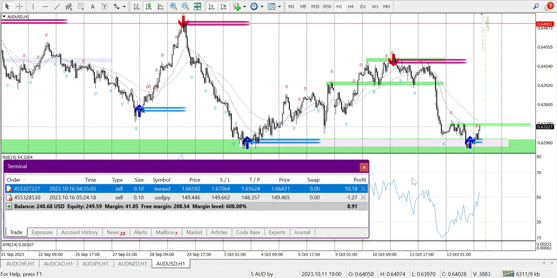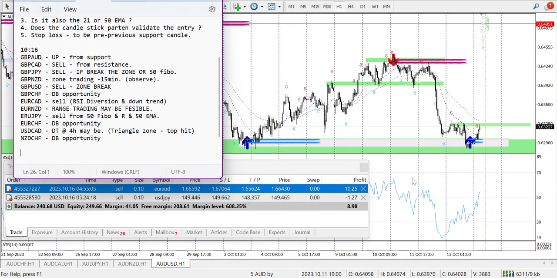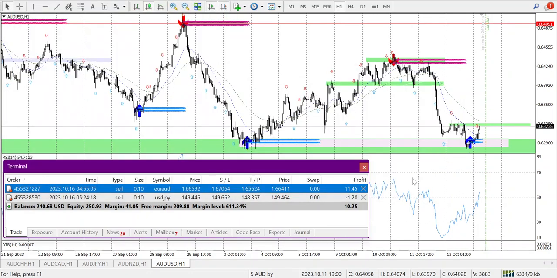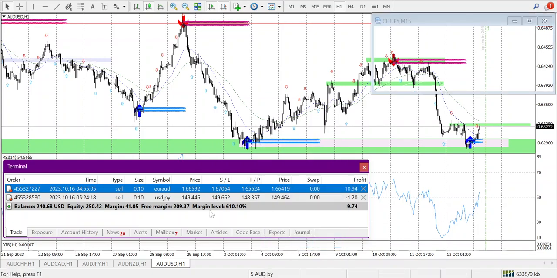So AUDUSD: break, and retest of resistance, then buy. Okay, so after AUD, the others.